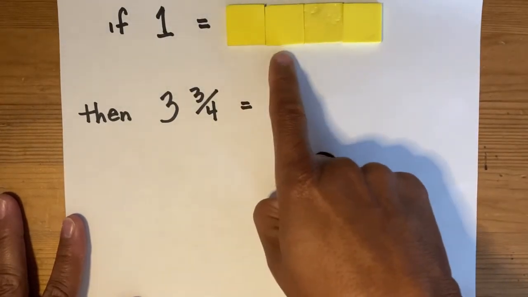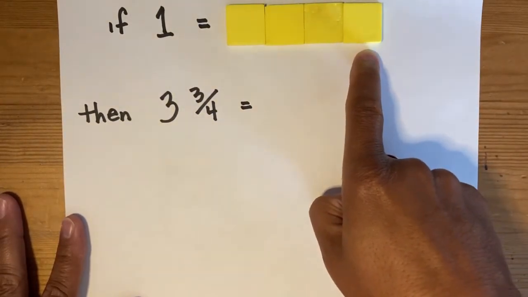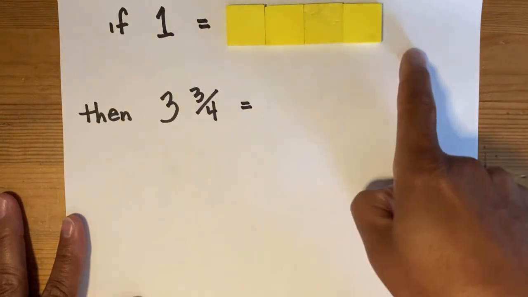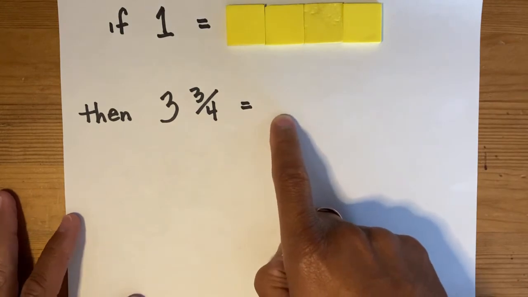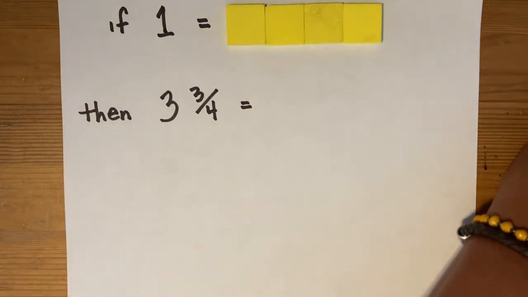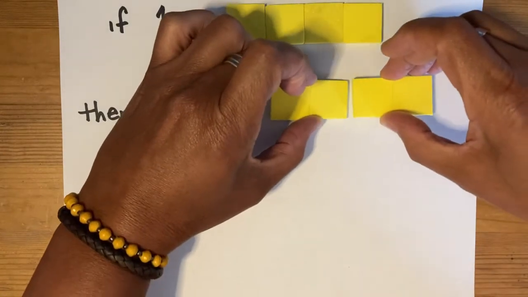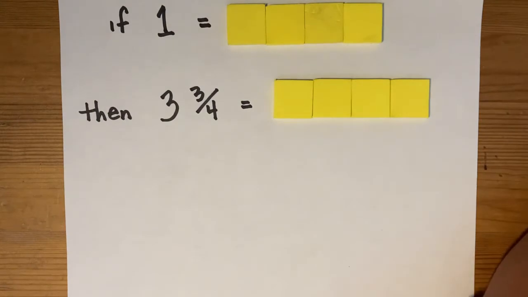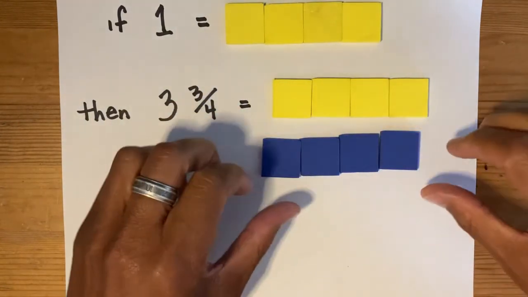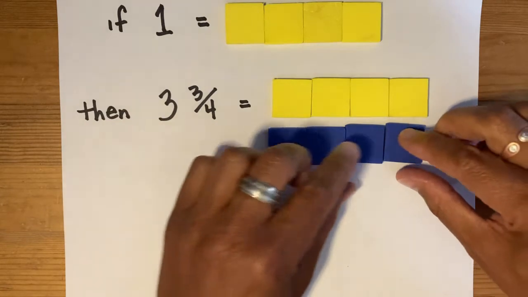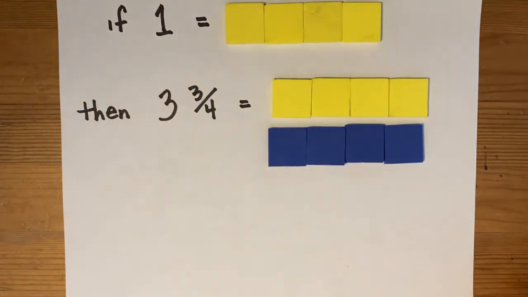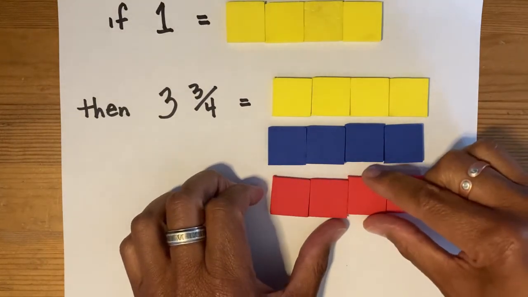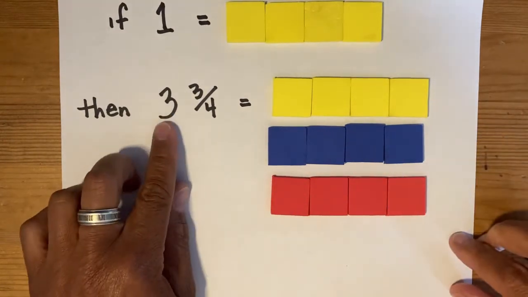So if each one of these tiles equals 1/4, therefore 4 tiles equals 1. If this is 1, then to show 3 3/4, I'm going to do it like this. I'm going to put 4 tiles down. So there's 1. I'm going to put another 4 tiles down. And now I've got 2. I'm going to put another 4 tiles down. And so that's 3 wholes. So now I've shown my 3.